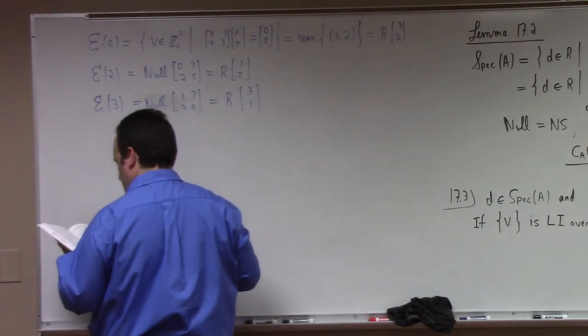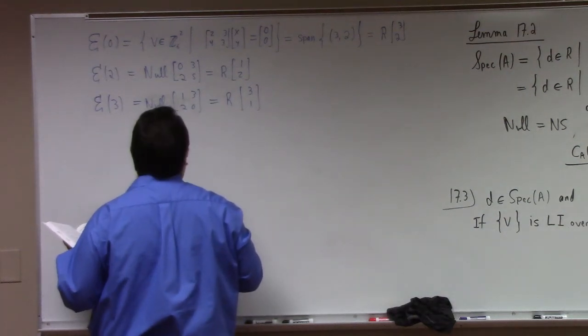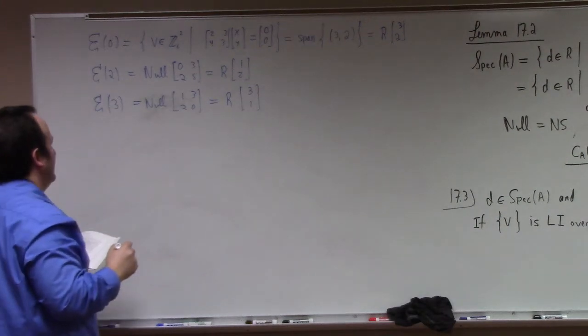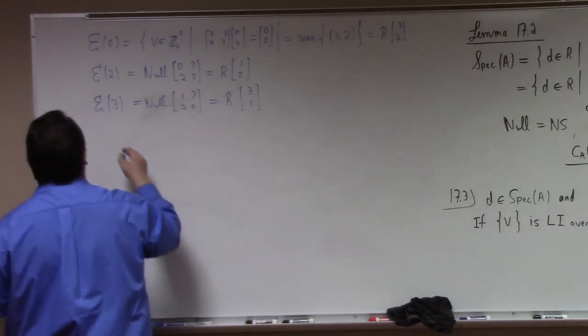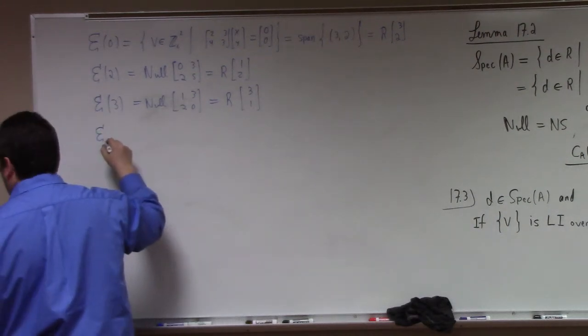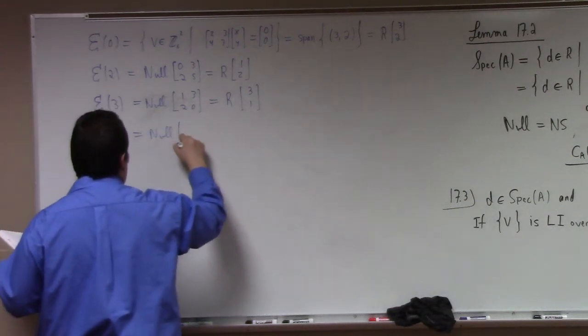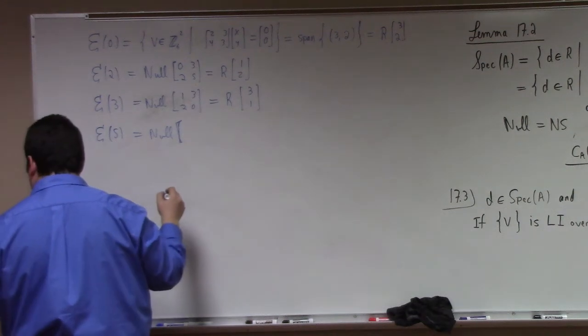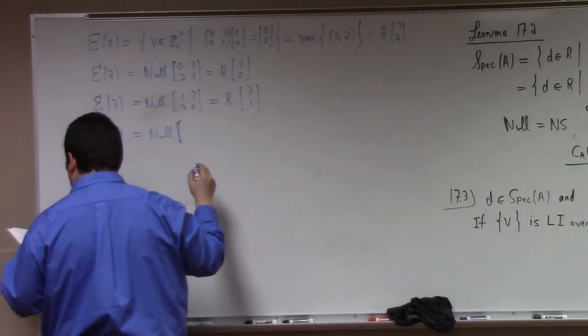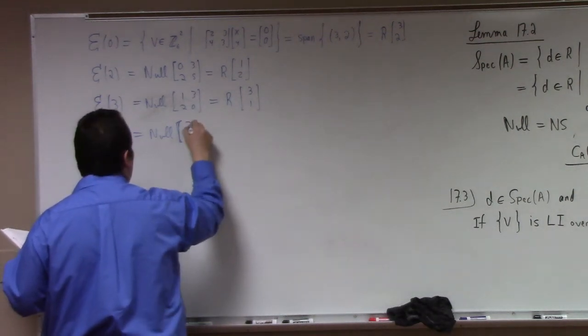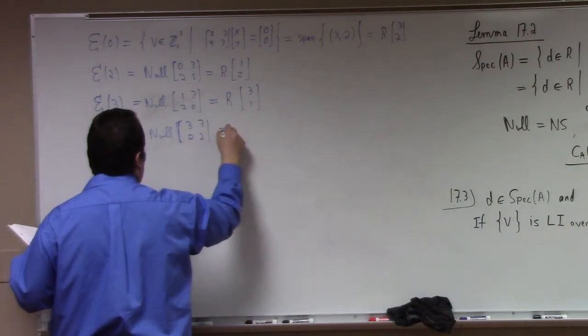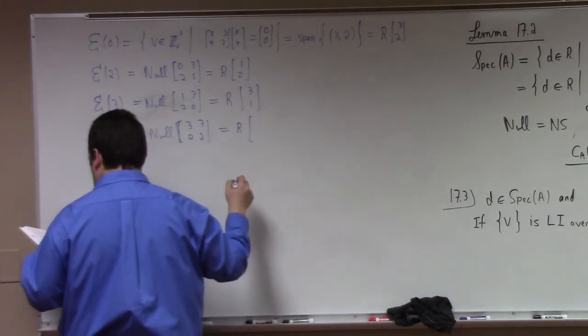Is that right? Oh, yeah, 3 plus 3 is 6, isn't it? Duh. And then the eigenspace of 5 is the null space of, let's see here, I minus A, which in this case is 3, 3, 2, 2. And that is the span of (1, 5).